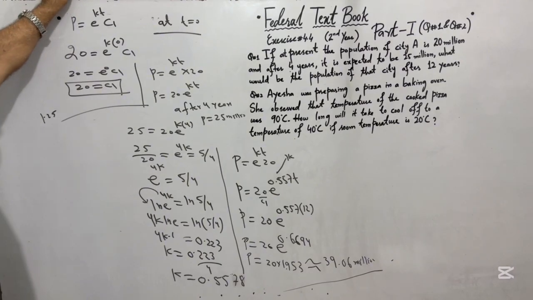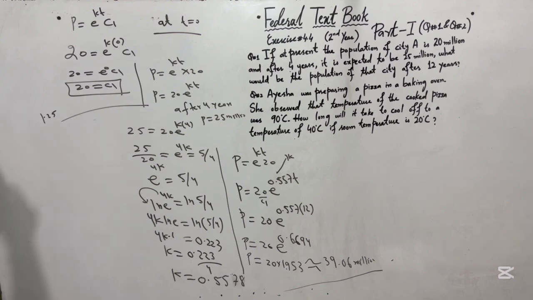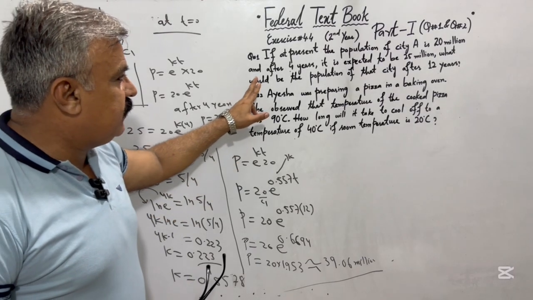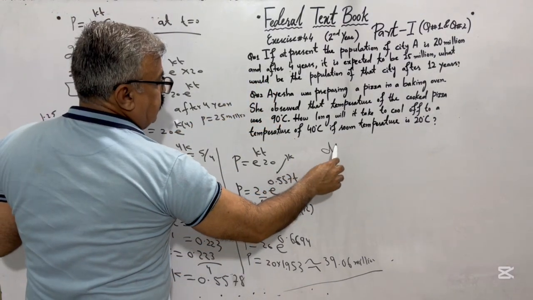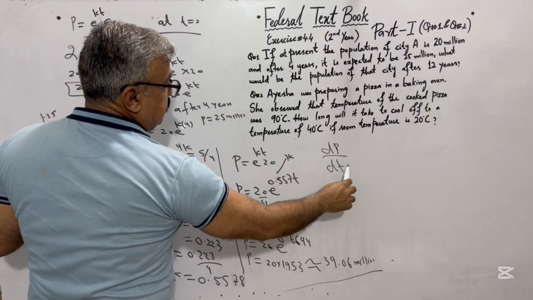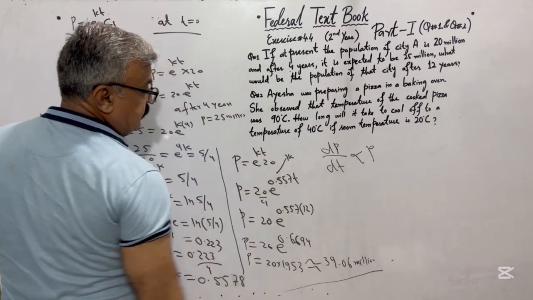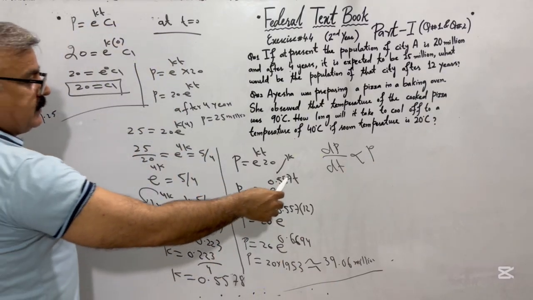39.06 million is our population after 12 years. That is a simple application of differential equations. Rate of change of population means dp, the change in population with respect to time, is directly proportional to the population present. K is a constant of proportionality.